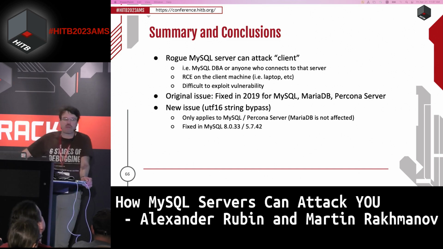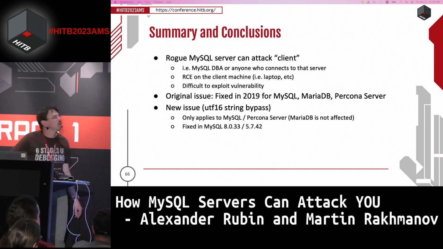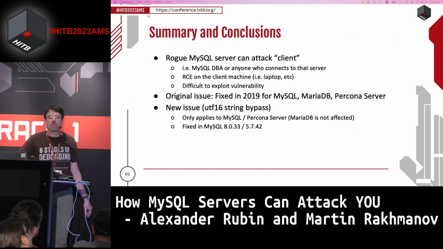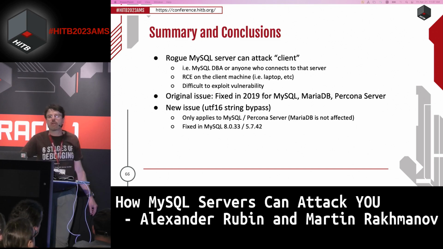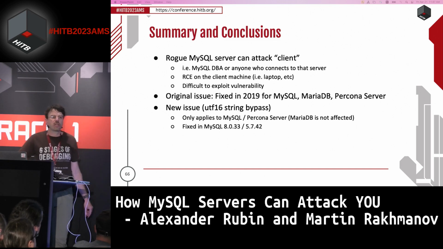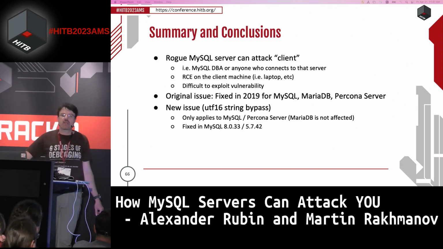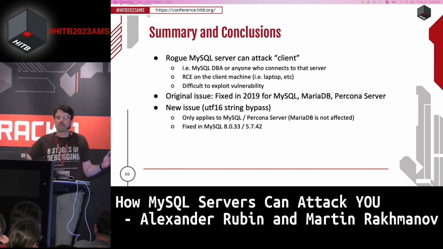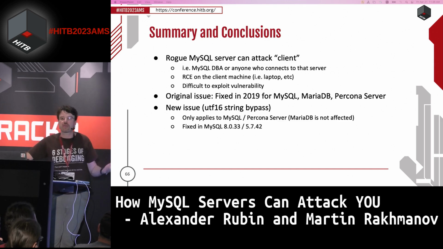All right, so summary and conclusions. A rogue server can attack a client. Don't connect to the server if you suspect that the server has been hacked. And the common question here is, can it be man in the middle? Potentially, yes. But if it's man in the middle, then SSL will protect us, sort of. If it's a hacked server, the attacker gets control of the server, so SSL is useless. It's the same server. You can use the same certificate.